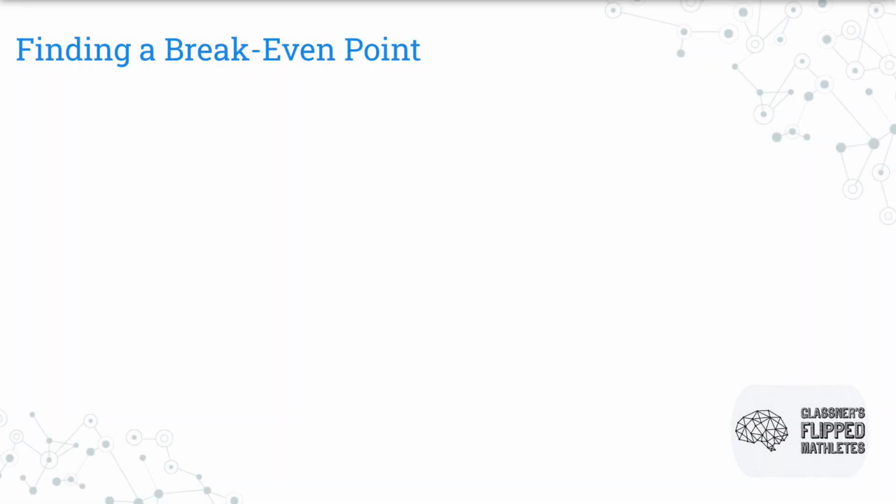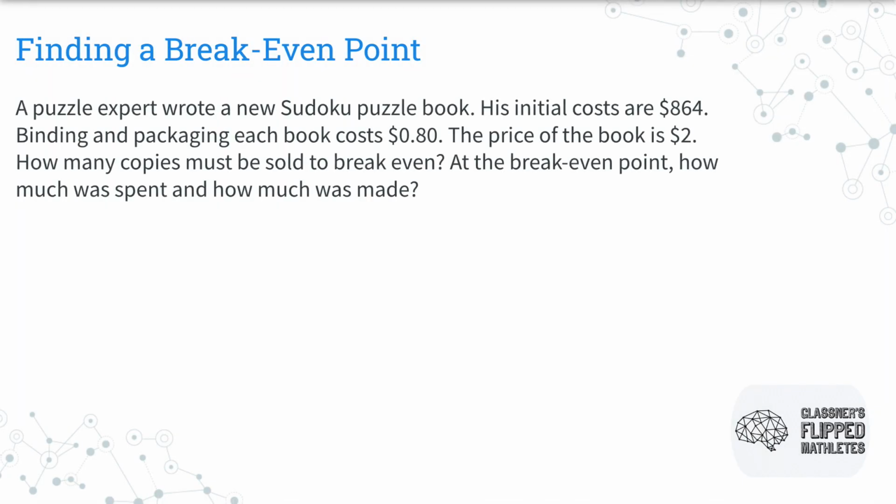Let's try another one. So we'll do another break-even point. Now we're making Sudoku puzzle books. Initial costs are $864. Binding and packaging of each book costs 80 cents. The price of the book is $2. So that's how much we're going to make per book. So how many copies have to be sold, and then how much money is needed to get there?